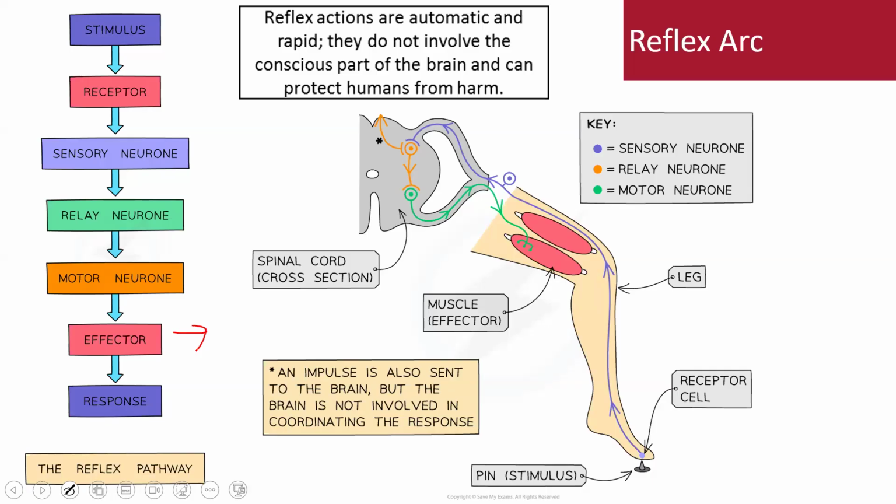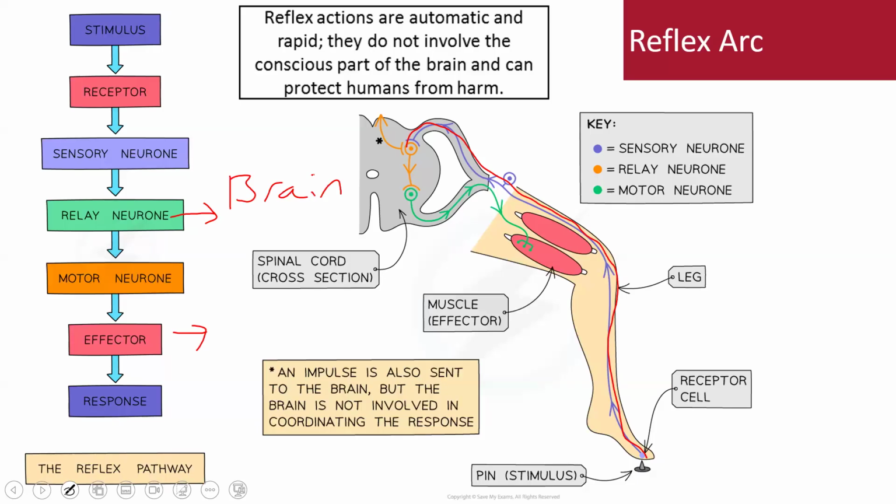Okay, and then I've got another diagram here where we've got the receptor cell, impulse goes up from a pin, and it goes up the sensory neuron, to the relay neuron, to the motor neuron, to the effector. Right? Now, don't forget as well that in a reflex, the brain isn't included at all. Right? Hence why it's a lot quicker. When it gets to the relay neuron, it sends a message to the brain just to say what's happened.